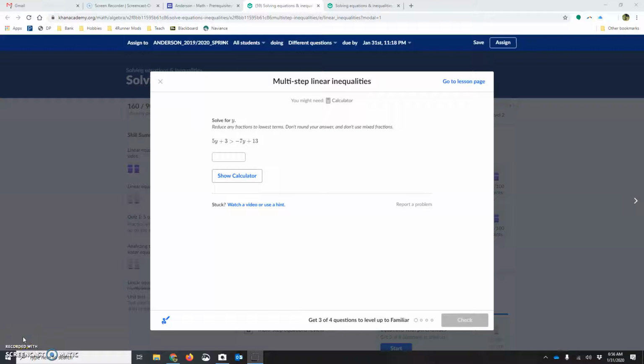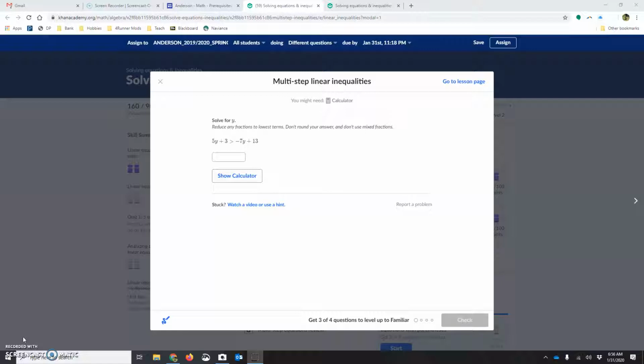All right, multi-step linear inequalities. Solve for y. Reduce any fractions to the lowest terms. Let me just simplify. Don't round your answer, and don't use mixed fractions. So mixed fractions, I think they're referring to like 5 3/4. They want it to be, if it's 5 3/4, you would just do 23/4, I think they want. And don't round your answer means don't use a decimal, like 0.6666, don't go 0.67.